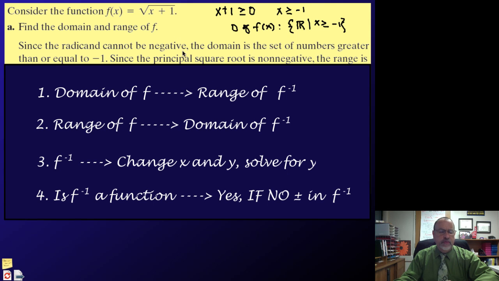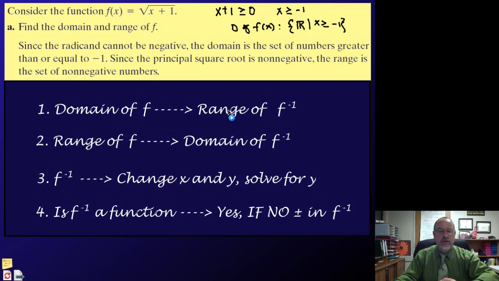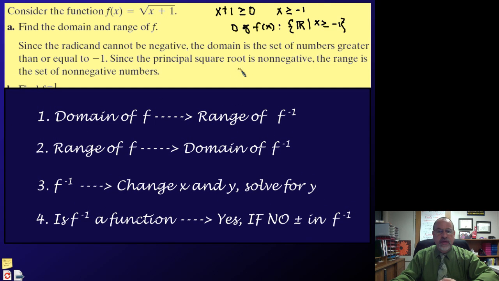Now I need to determine the range. Now you can graph this function to determine the range if you'd like, or you can think about this. This radicand is not going to be negative, it is going to be positive. And when I take the square root of that positive number, it also is going to be positive. So I know then that my range is going to be all positive numbers. So the range of f of x then is going to be all real numbers such that those y values are greater than or equal to 0.